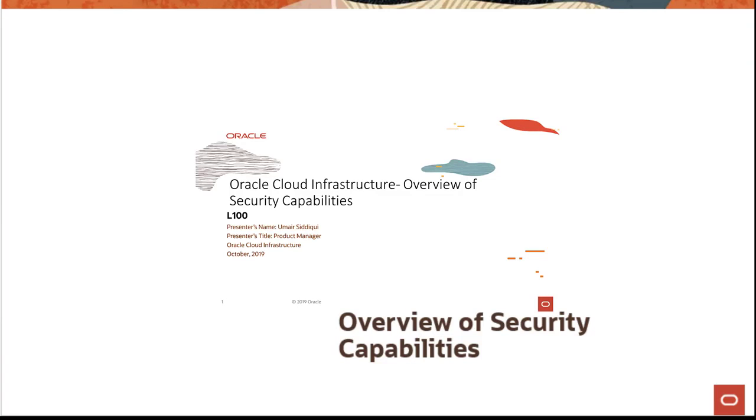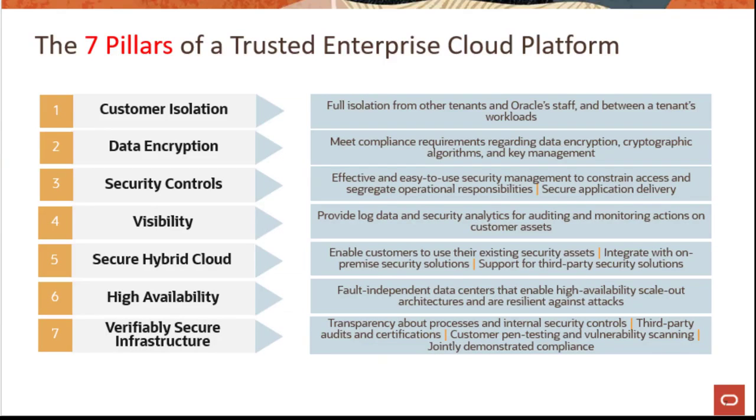So now let's look at the different security capabilities provided by Oracle Cloud Infrastructure. These 7 pillars include areas such as customer isolation, which basically means ensuring all the workloads of one customer are isolated from another customer and also isolated from Oracle's own staff. Data encryption, ensuring that data at rest and in transit is encrypted and secure. Security controls, which basically means providing secure application delivery and the tools needed for that. Visibility, what is going on within your Oracle Cloud Infrastructure account or tenancy.